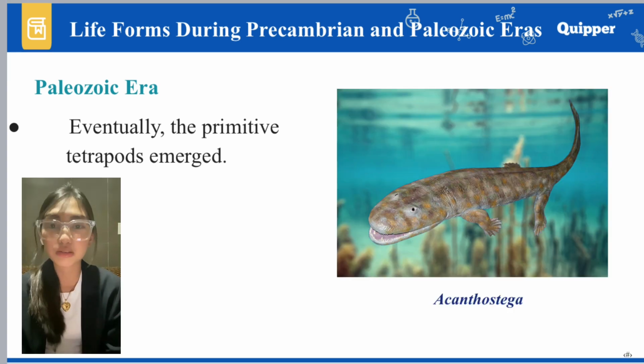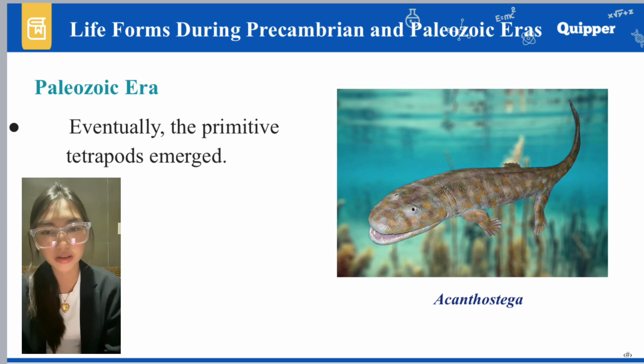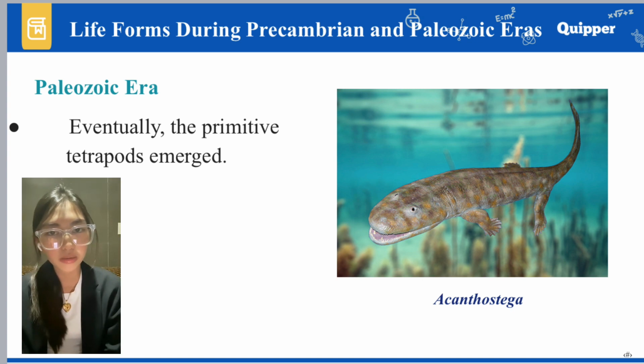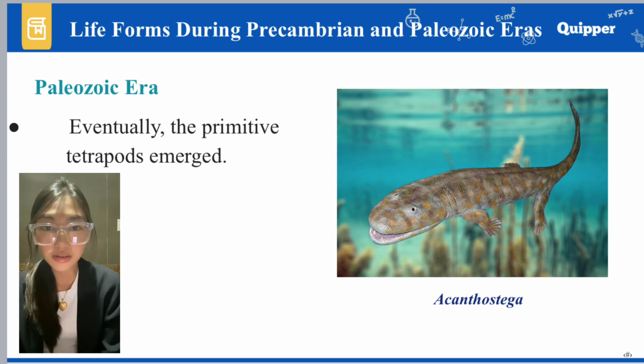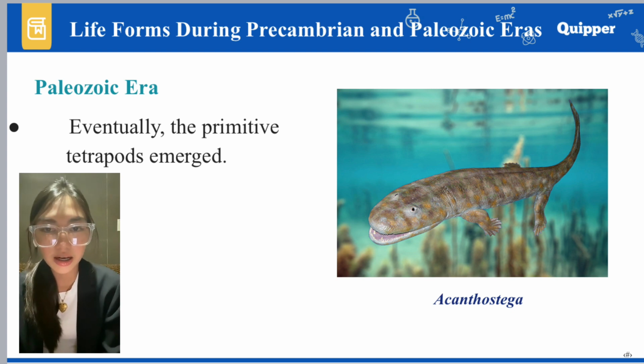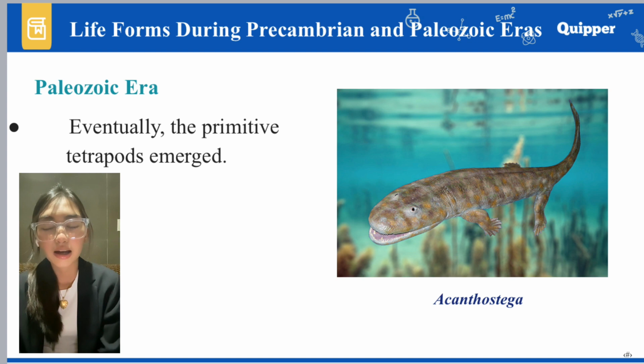Let us move on to the Paleozoic era and the life forms that were living during this era. During the Paleozoic era, the primitive tetrapods emerged. So what are tetrapods? Let me give you an example. A tetrapod is a four-limbed animal with a vertebrate. An example of a tetrapod is Acanthostega. Acanthostega used to live in the waters or oceans. So these are animals that have a backbone or a vertebrate.